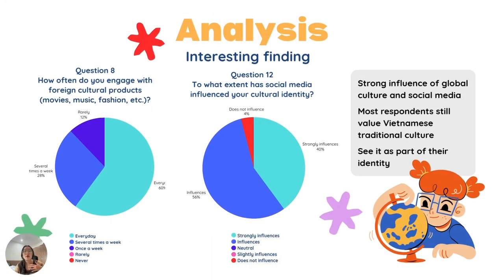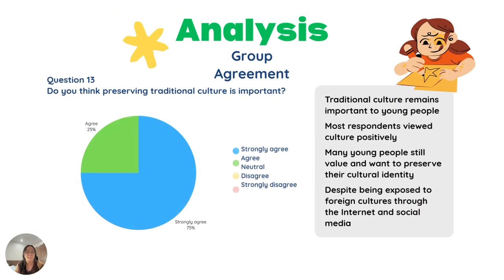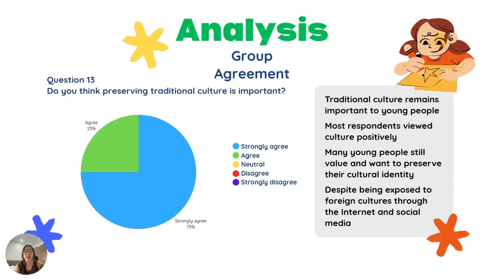Also, we found it interesting that despite the strong influence of global culture and social media, most respondents still value Vietnamese traditional culture, as we can see with question 8 and question 12. In our group's opinion, we agree that traditional culture remains important to young people, and most respondents view culture positively. Also, many young people still value and want to preserve our cultural identity despite being exposed to foreign cultures through the internet and social media.